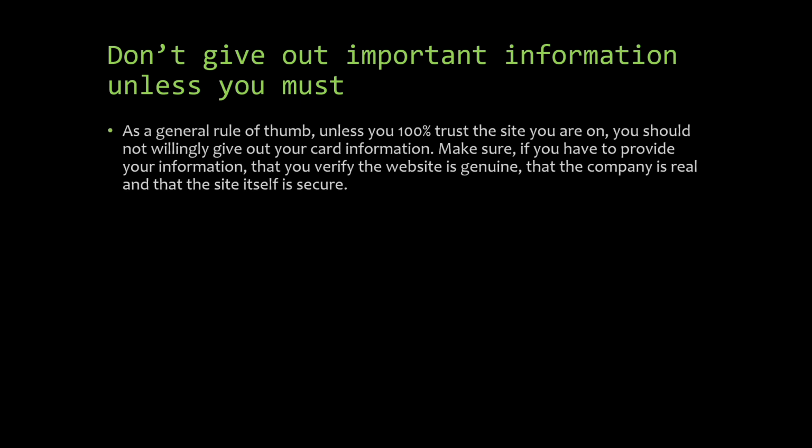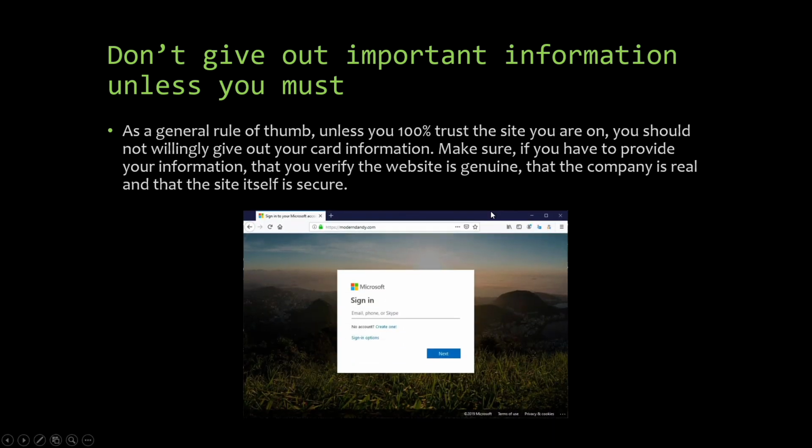Now, the second one is don't give out important information unless you must. When you are visiting a website, it is a general rule of thumb to not share personal information unless you trust the website. For example, you go to a website called Modern Dandy and it asks you to log in with your Microsoft account. Before giving your email and password for your Microsoft account, you must first examine or do your research on whether this website is really trusted, secured, or legit. So that is how this second preventive measure works.